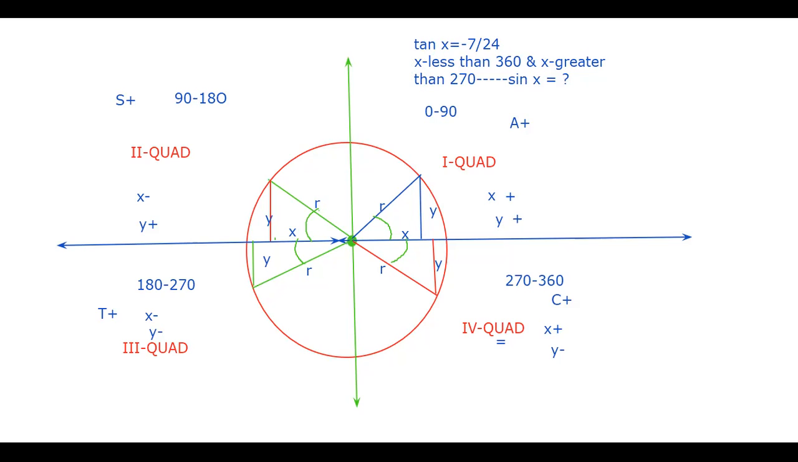Sine. This is the only question. You have the diagram over here. From here, you will have to find the sine x. First of all, you will have to say in which quadrant this triangle will be, where the tangent is negative 7 over 24. Well, if it's less than 360 and x is greater than 270, it's in quadrant 4.